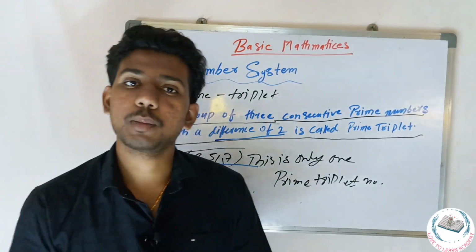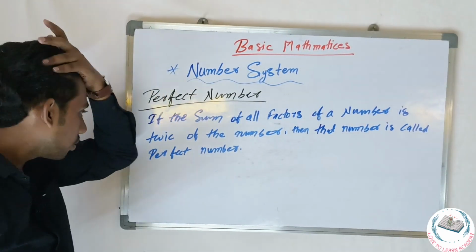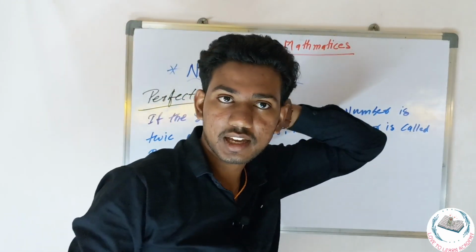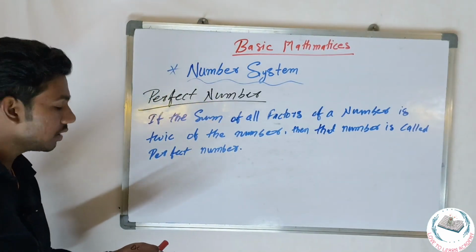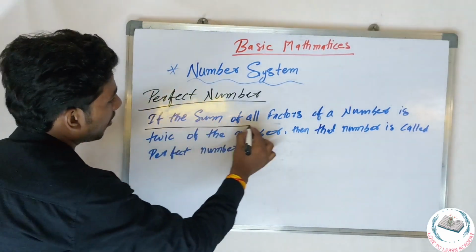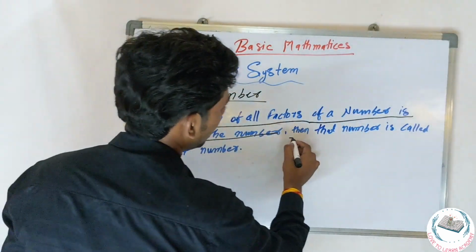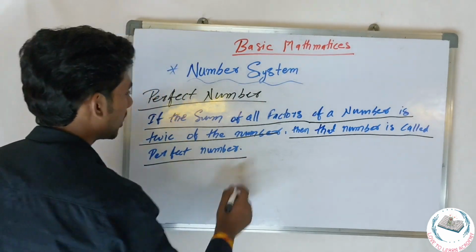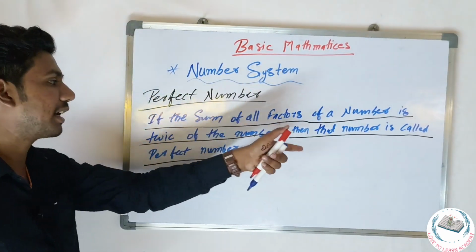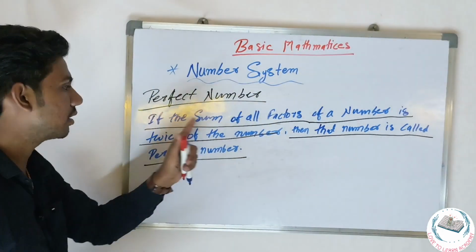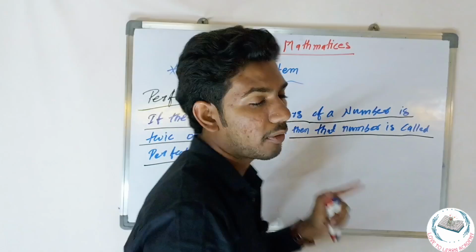Now let us talk about the next topic. Let us talk about perfect numbers. So what is a perfect number? We have to understand here. Let's see the definition. A perfect number means if the sum of all factors of a number is twice the number, then the number is called a perfect number. You can say it in a simple way: if the sum of all factors of a number equals the number, it is called a perfect number.